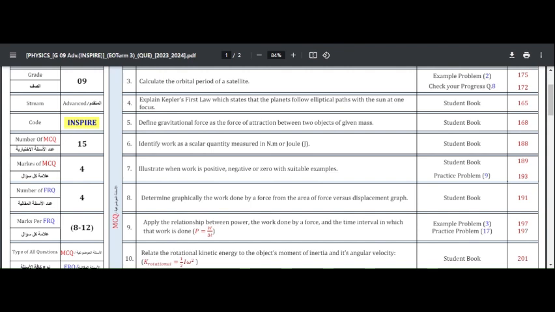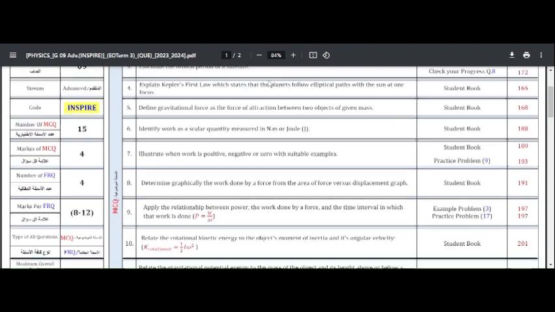You can use the direct formula if the mass of the planet or the Earth is given. If that is not given, then you will use Kepler's third law. Okay, so that's what we have to learn in this one.